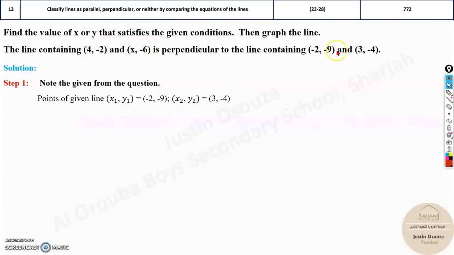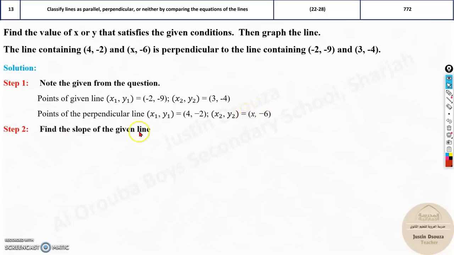All you need to do is, this is the given. Note what is given. Given line is over here. x1, y1, -2, -9, x2, y2, 3 and -4. Then the points of the perpendicular line which we have to solve, x1, y1, x2, y2. But remember, x2 is unknown, so it is x. Okay, this is it. Now that's why we write it x.